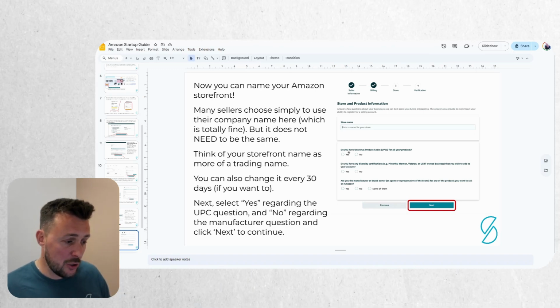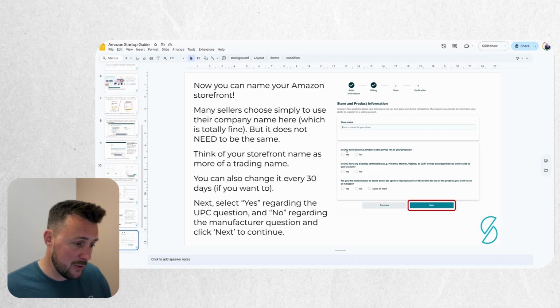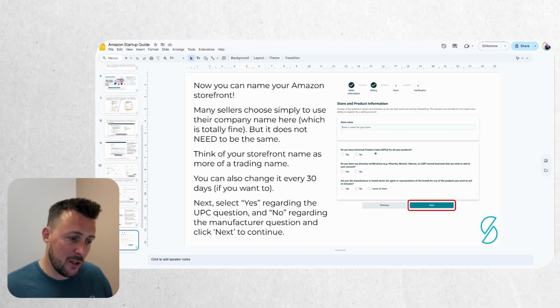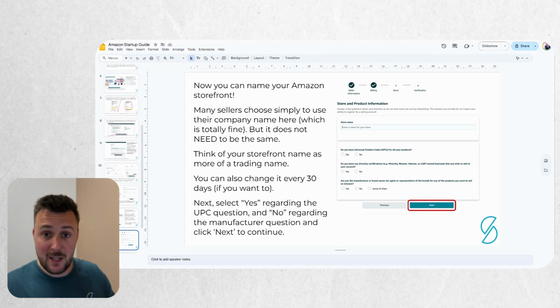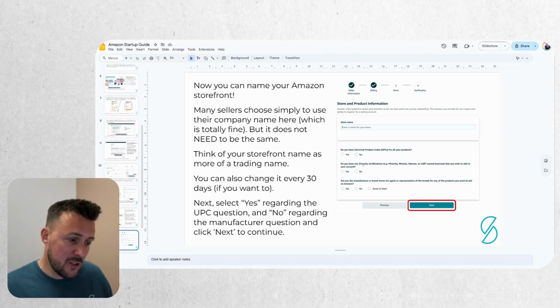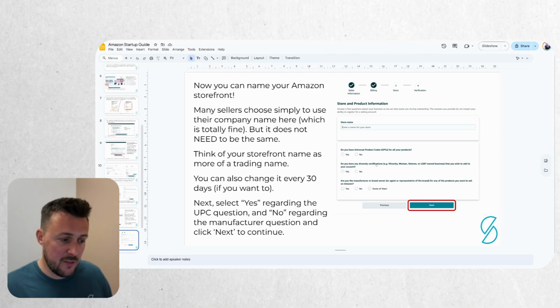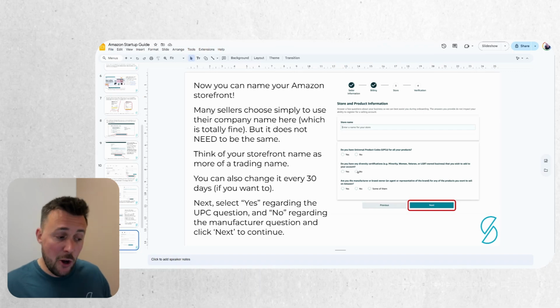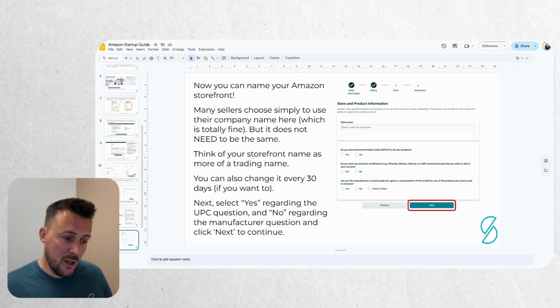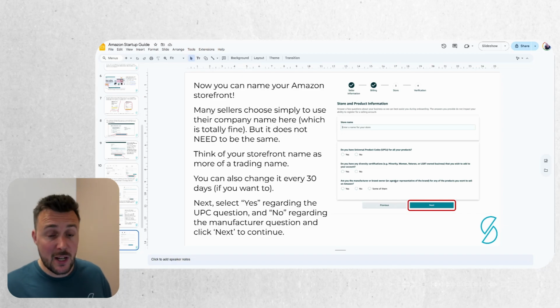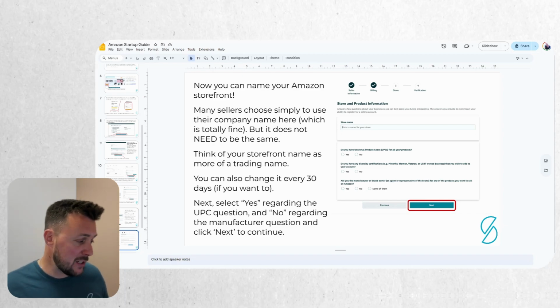I'll go through these options because there are a couple of bits here that could be confusing. Do you have universal product codes? Yes, you do, because the products that we're selling already have the UPC, which is basically a barcode number. Do you have diversity qualifications, certifications, and what have you? The answer to this is probably no, but if it's different, decide for yourself. And it says, are you the brand owner or manufacturer, agent or representative of the brand? Chances are you're not going to be, so select no and proceed to the next step.